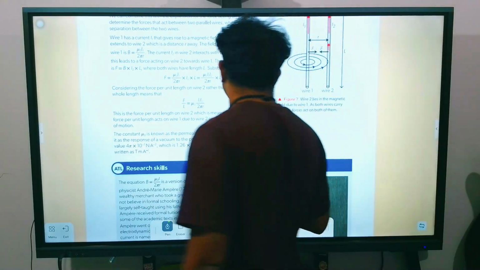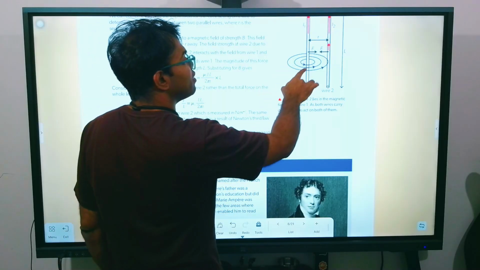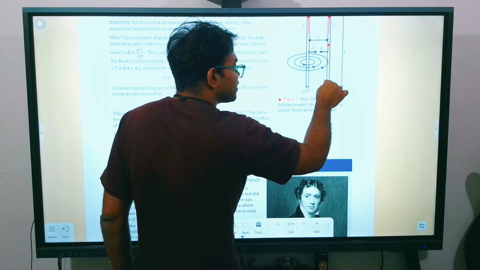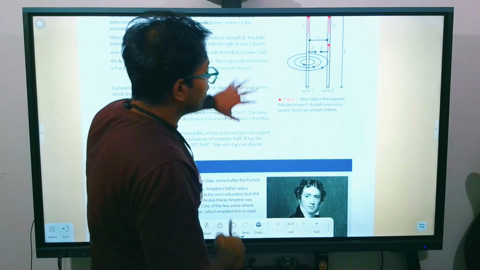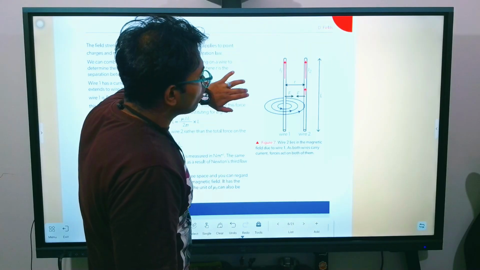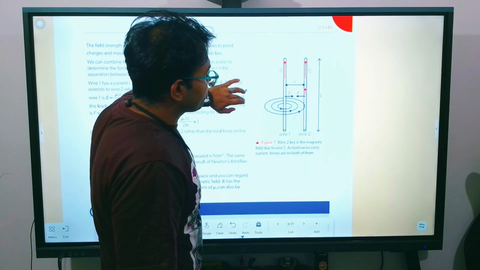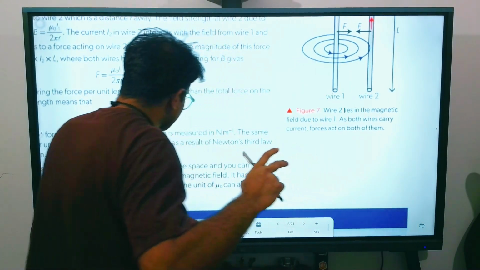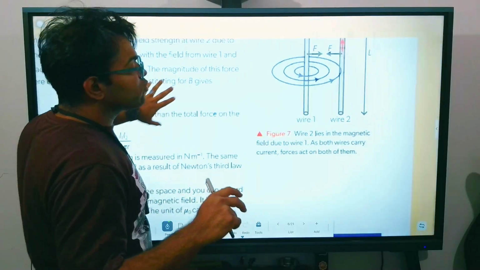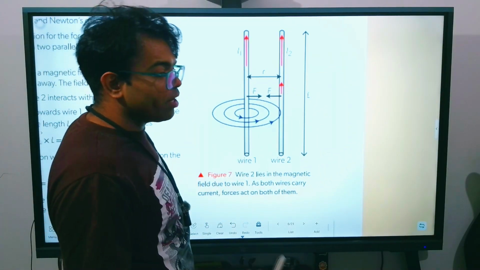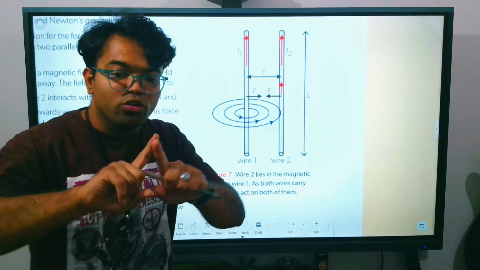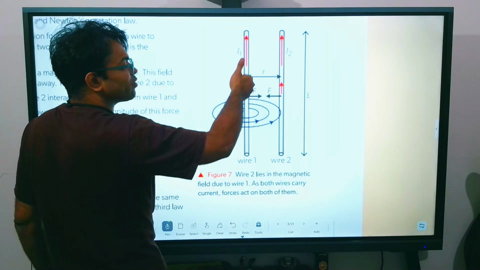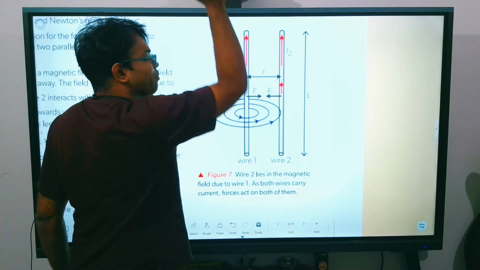So what is happening here? See, this wire is creating a field on this conductor, due to which what is happening? Look at this. Let's zoom in to the maximum extent possible. There are two forces acting here, and it's not like both the forces are acting on the same object. There are two forces acting on two different objects. Look at this. So the current is flowing like this. The current is flowing upwards.